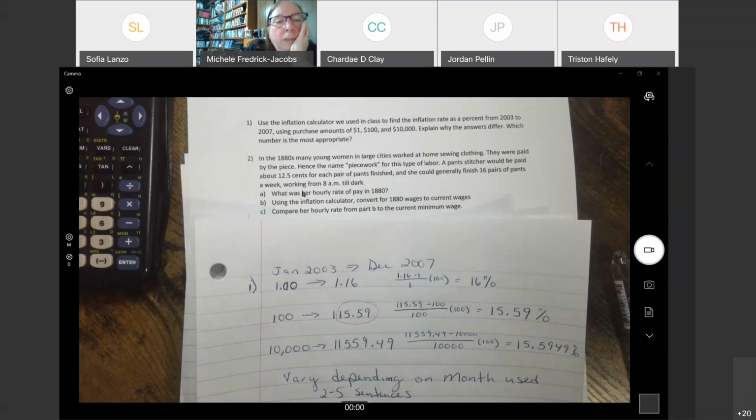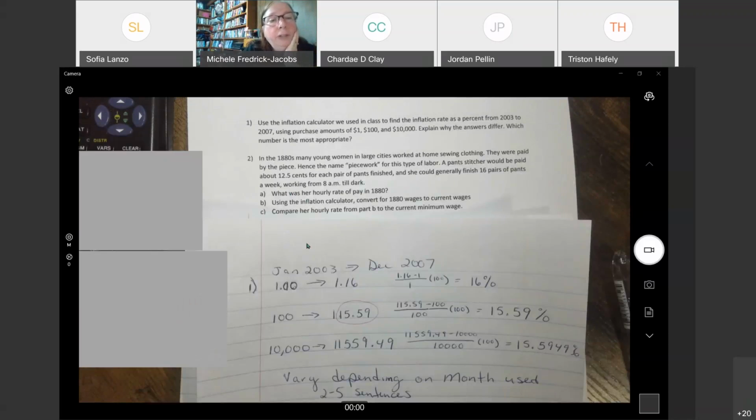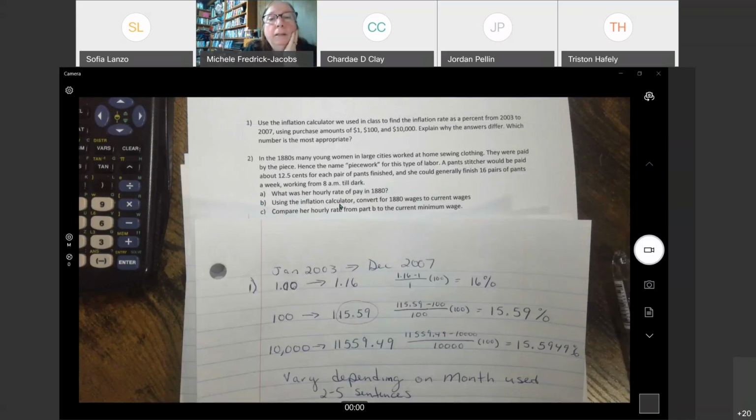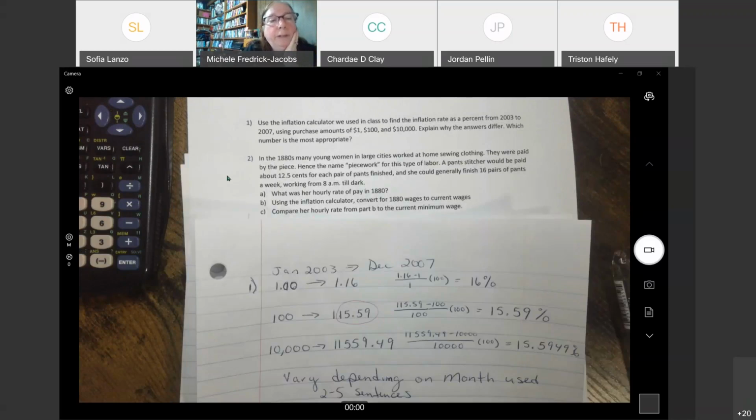Now this next one, you would definitely have to write a paragraph on the last part. So if you wanted to just put it all in the last part, your sentences, you can. Like show your work for A and B. And then for part C, write the paragraph including all your answers from A, B, and C.